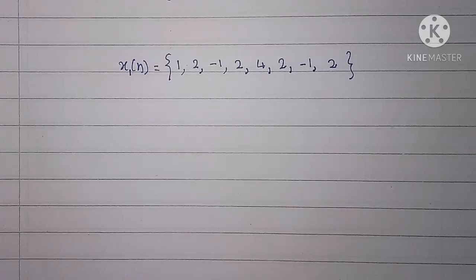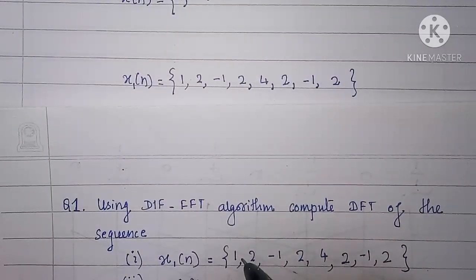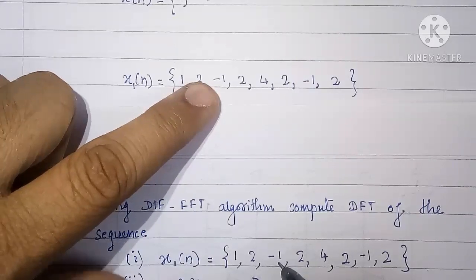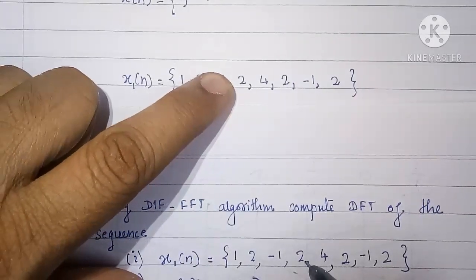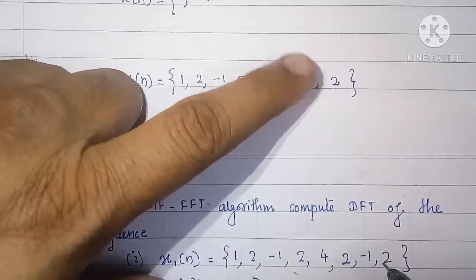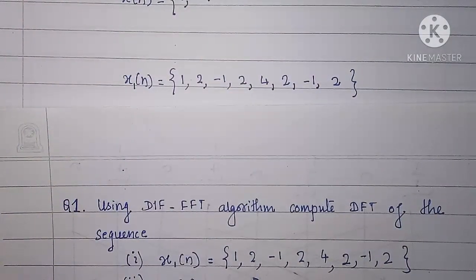Now you can compare this output x1 of n with the x1 of n given in the first question. That is 1, 1, 2, 2, minus 1, minus 1, 2, 2, 4, 4, 2, 2, minus 1, minus 1, 2 and 2. That means our results are correct.